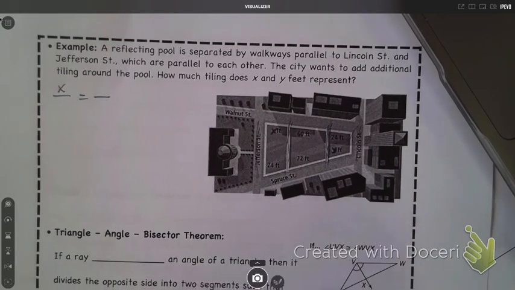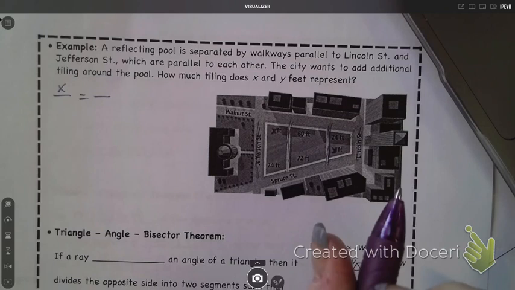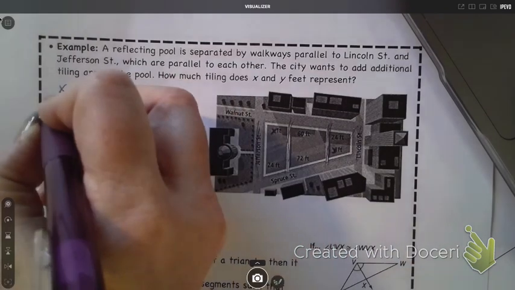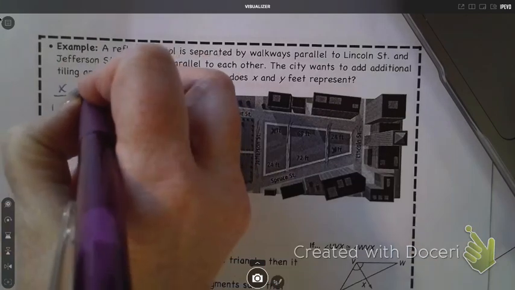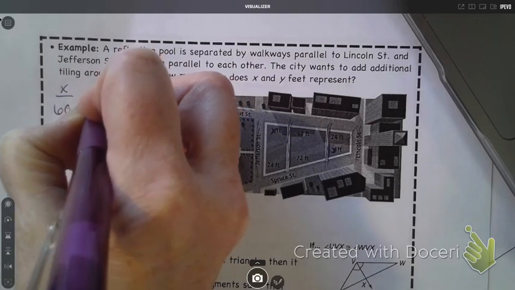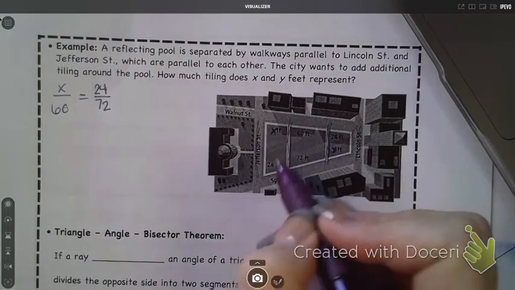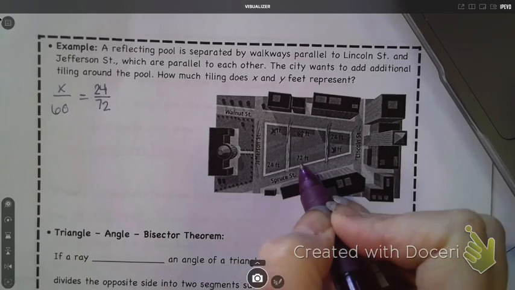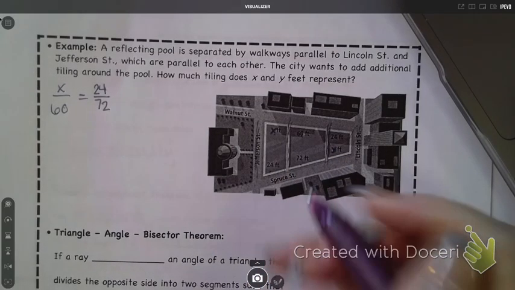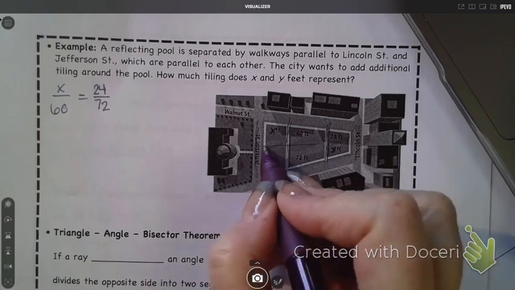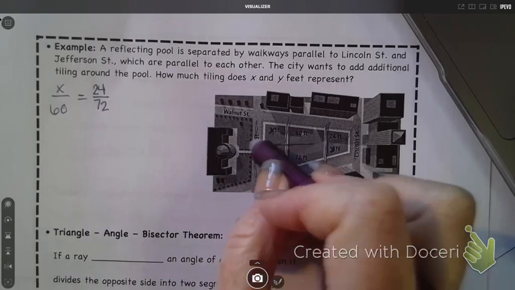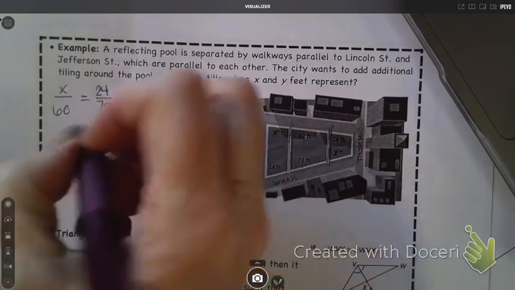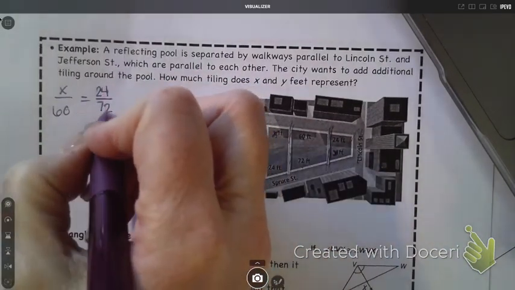It might be easy to read on your paper. X over what? 60. Okay. Equals what over what? 24 over 72. Okay. Could I have just put X over 24 equals 60 over 72? Yes. Guys, can you kind of see the ratio right there if I do this? Everything you've done from now, you could have done that and made your ratios. Okay, so I'm going to reduce 24 and 72. Sound good?